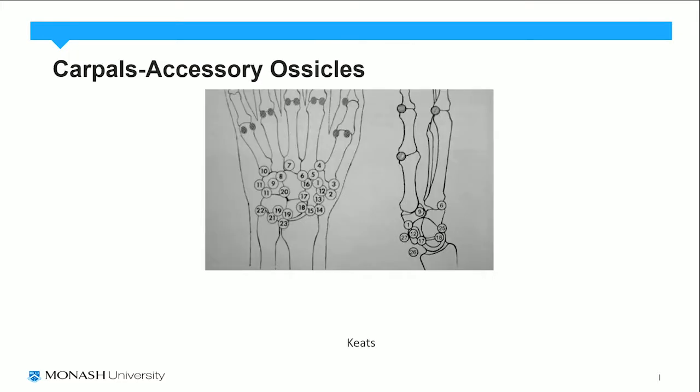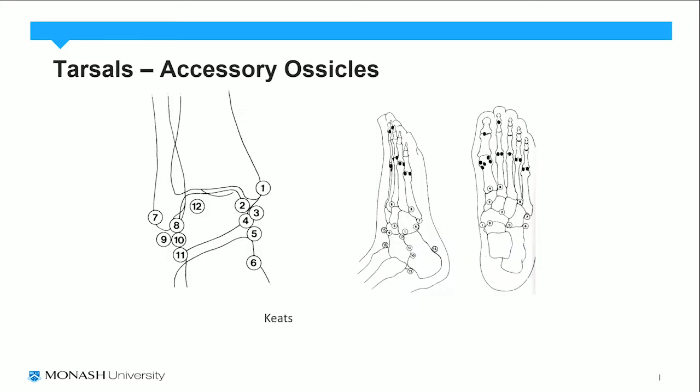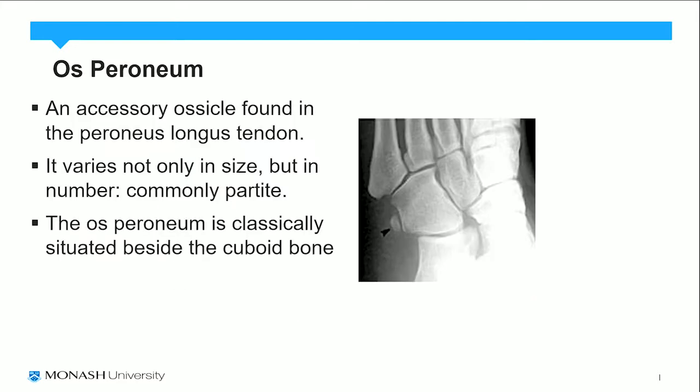And in the book of Keats, you will find that there are a lot of accessory ossicles. So this is just of the carpal bones, and then this is of the tarsal bones and of the feet as well. I'm going to mention some of the more common normal variants, and the first one is the os peroneum, and it's an accessory ossicle which you find along the peroneus longus tendon. It varies in size, but it can also vary in number, and it can also be partite. It's classically found beside the cuboid bone as indicated on this image.